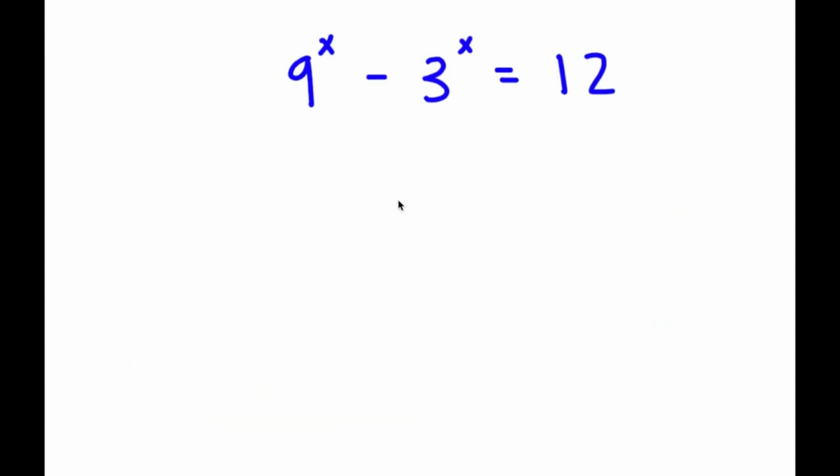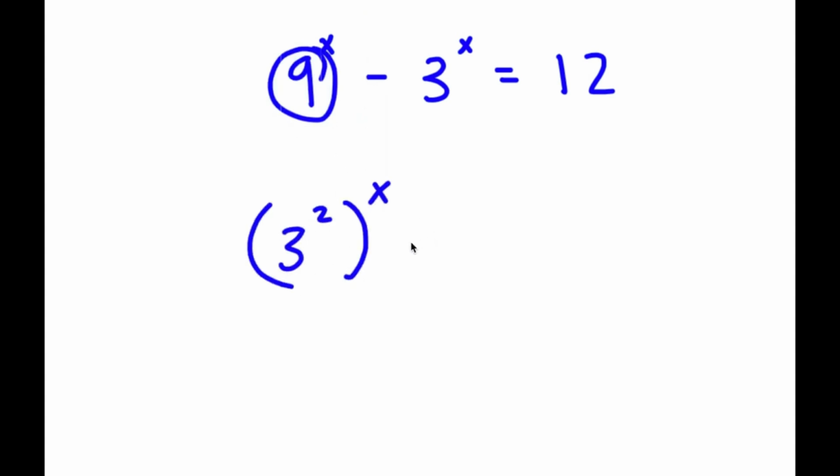Alright, so in this problem, I have 9 to the power of x minus 3 to the power of x is equal to 12. So to solve this, I'm going to first start by rewriting 9 here as 3 squared. So now I have 3 squared to the power of x minus 3 to the power of x is equal to 12.